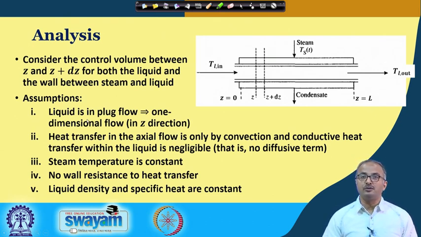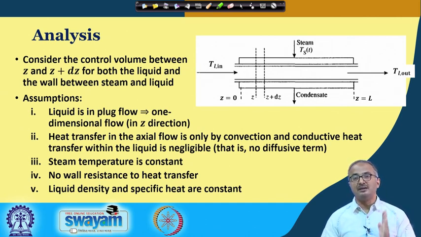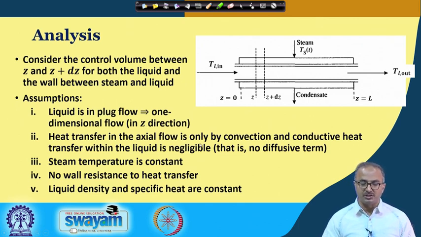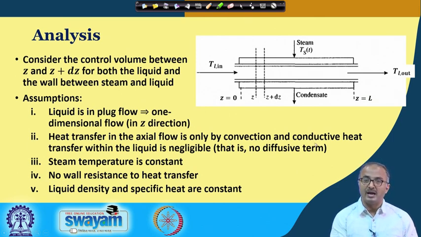We assume that the liquid is in plug flow. When it is plug flow, that means there is good mixing in the radial direction. So there is only one velocity involved, and we call it a one-dimensional flow, taken to be in the Z direction. Then the heat transfer in the axial direction is only by convection within the liquid. We are talking only of convection, the conductive heat transfer is neglected, and the steam temperature is taken to be constant.